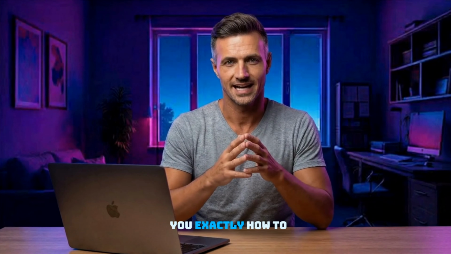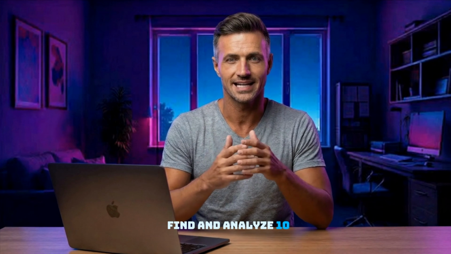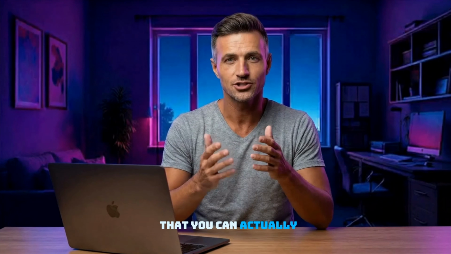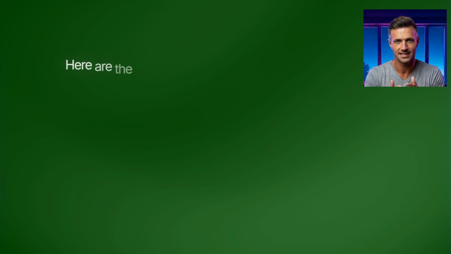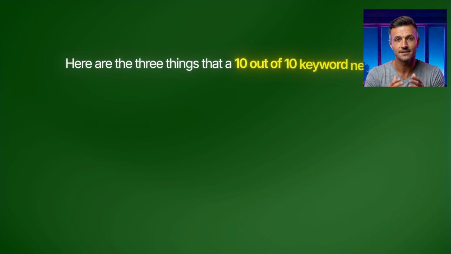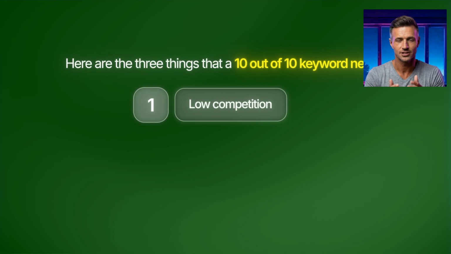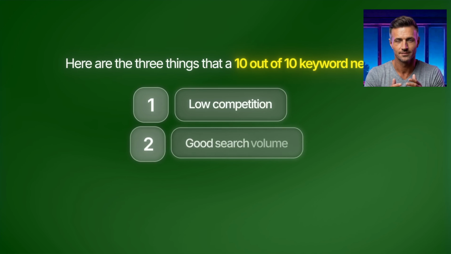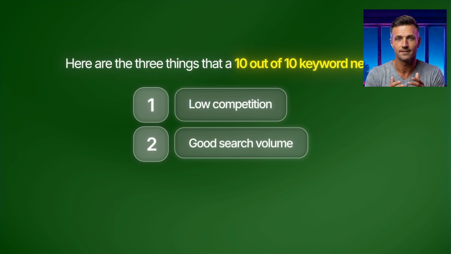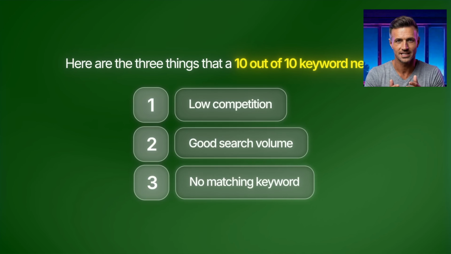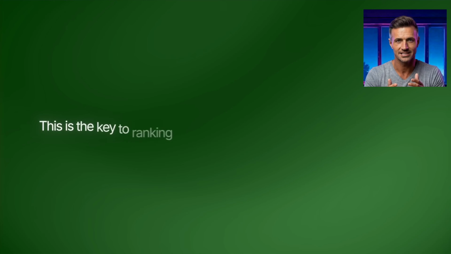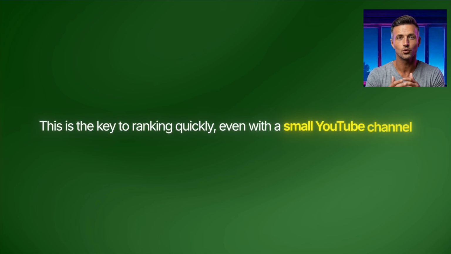So let me show you exactly how to find and analyze 10 out of 10 keywords that you can actually rank for. Here are the 3 things that a 10 out of 10 keyword needs. #1, low competition, so you can easily outperform everyone else ranking for it. #2, good search volume, meaning people are actually interested in searching for it. #3, no matching keyword. You'll be the only one using that exact keyword. This is the key to ranking quickly, even with a small YouTube channel.